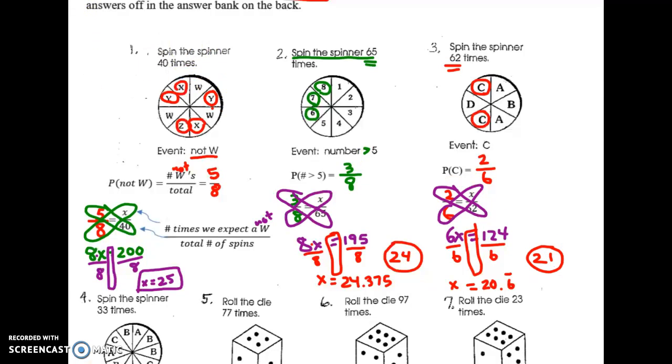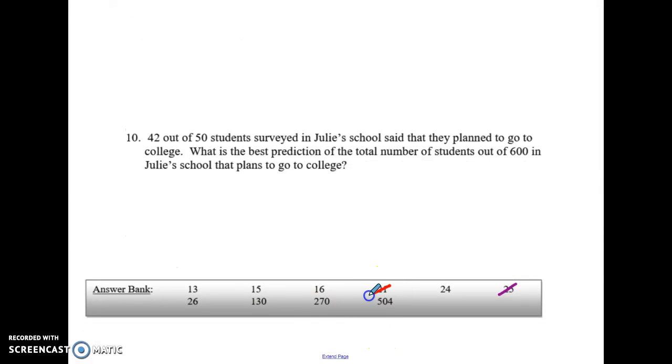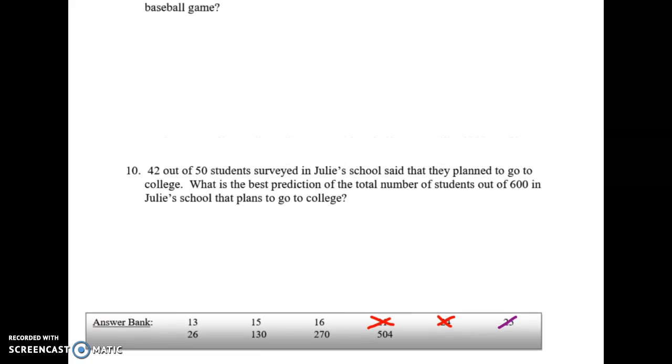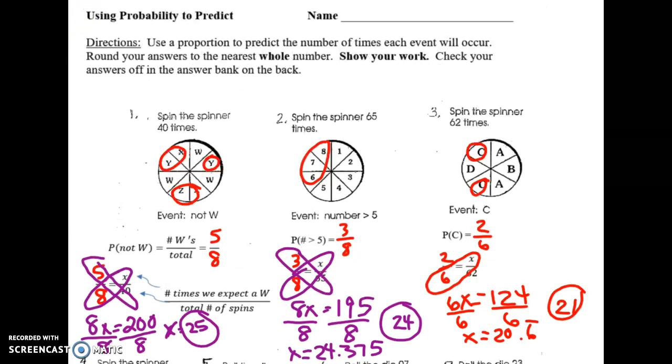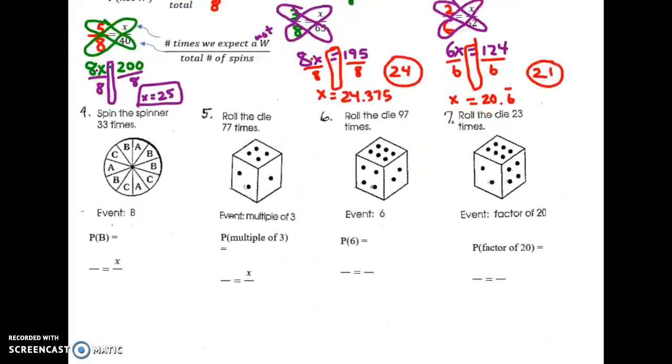So do not forget you have an answer bank on the bottom of the back page. We need to see if we can find 21, which is there, and 24, which is there. So again, as you're working, make sure you cross off your answers as you go, and that's how you'll know that you are doing the problems correctly.